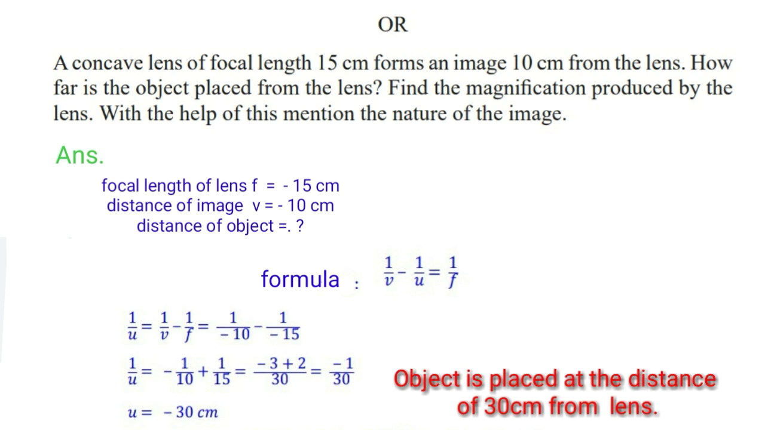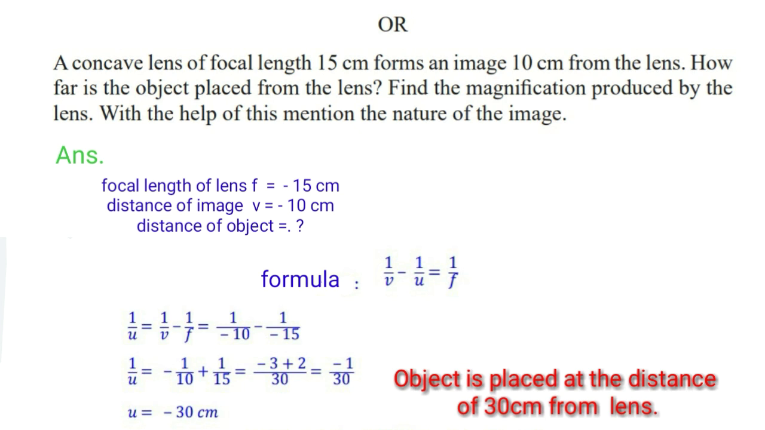So 1 by 15. We have to take LCM for 10 and 15. Then we will get 30. Then 10 3s are 30, so 3 into 1 is 3. 15 2s are 30, so 1 into 2 is 2. So we are going to get minus 3 plus 2. So finally minus 1 by 30, or else u is equal to minus 30 centimeter. Now it can be concluded that the object is placed at a distance of 30 centimeters from the lens.